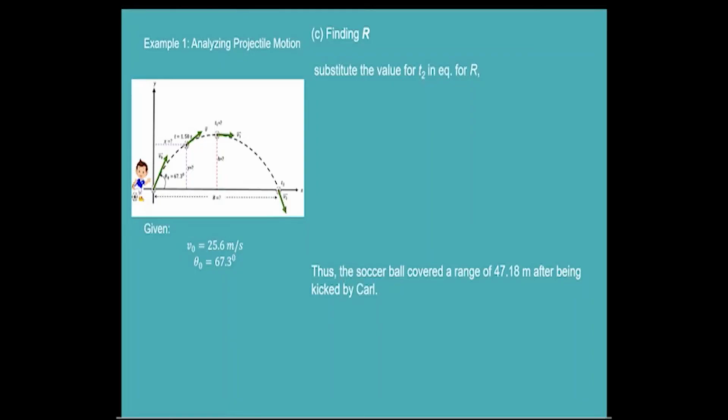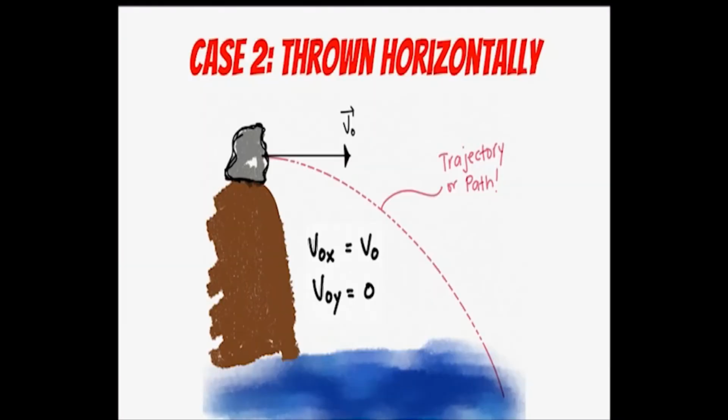Now, let's substitute the value of t2 in the equation for range. Range is equal to v0x t2, where v0x is equal to 9.879 meters per second, multiplied by 4.820 seconds. Range is equal to 47.18 meters. Thus, the soccer ball covered a range of 47.18 meters after being kicked by Carl. And we are now done with case number 1. Let's proceed to case number 2.